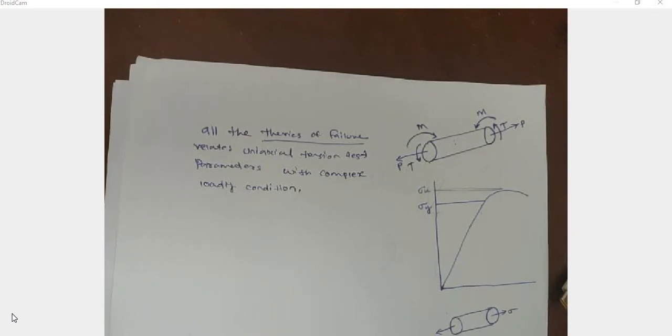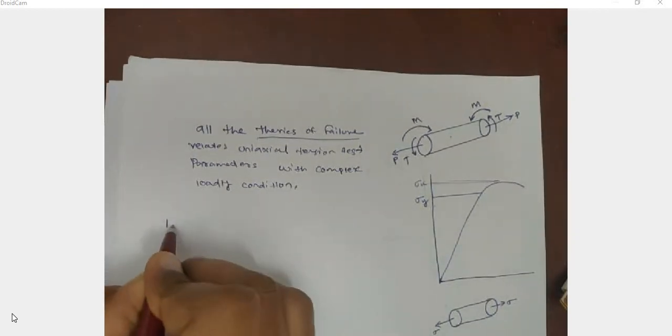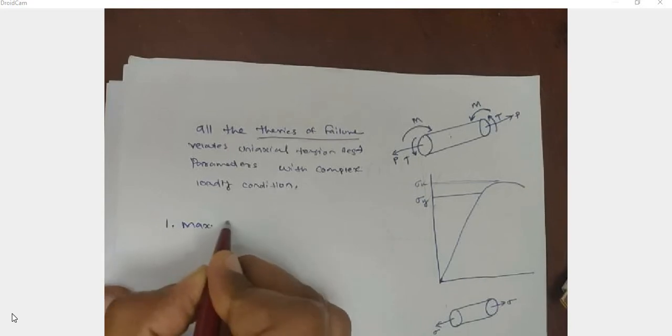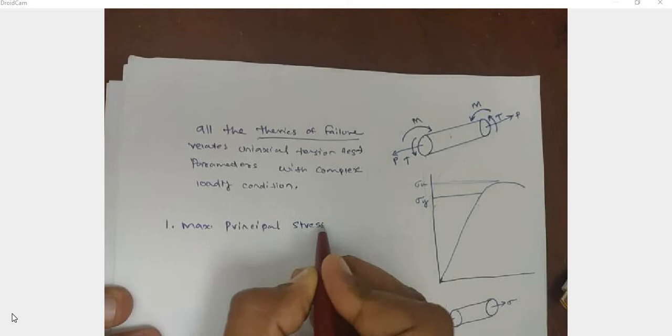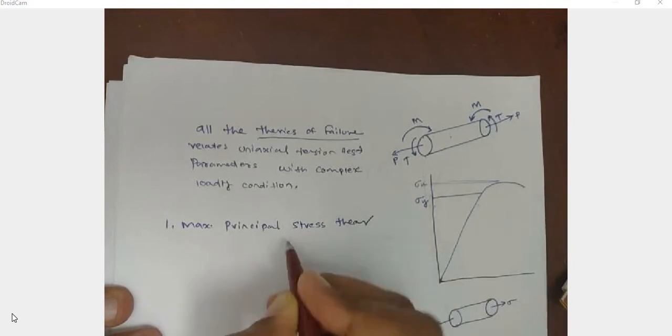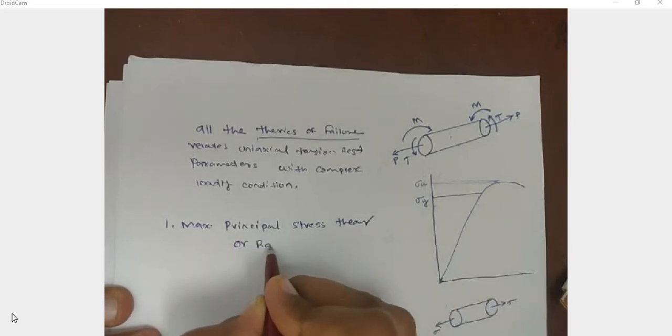Here we are going to study 5 theories of failure. The first theory of failure is the maximum principal stress theory, or Rankine's theory. There are two names.